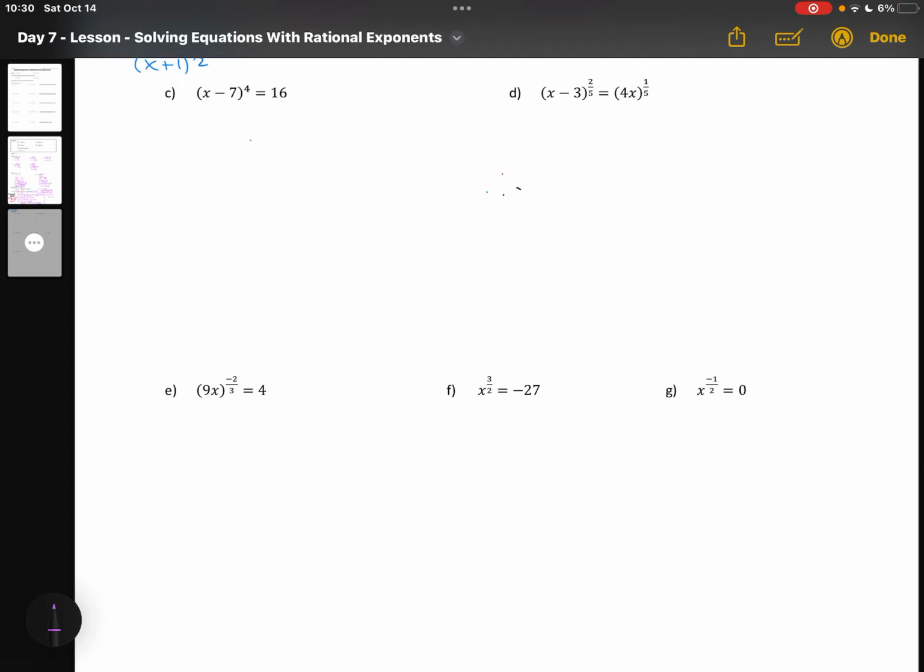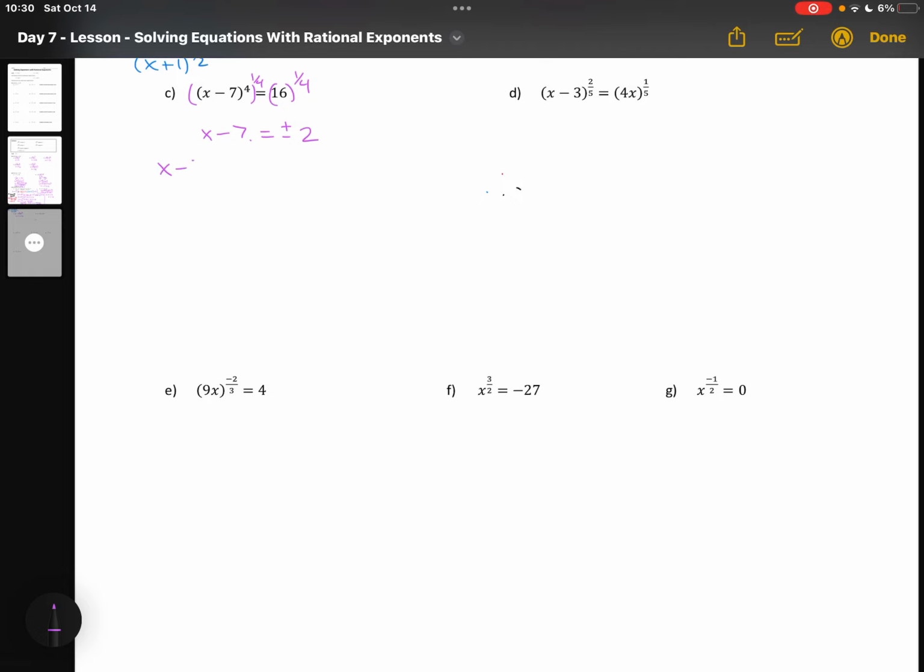So here I've got x minus 7 to the 4 equals 16. In order to clear that exponent, I'm going to take the fourth root of both sides, or raise each side to the exponent 1/4. So on my left side, I'm just left with x minus 7. On my right-hand side, I'm left with plus or minus 2. I'm taking an even root, so I'm always going to get two possible answers.